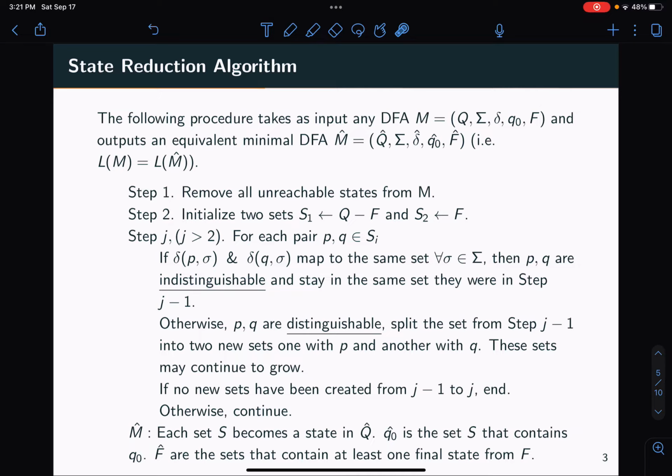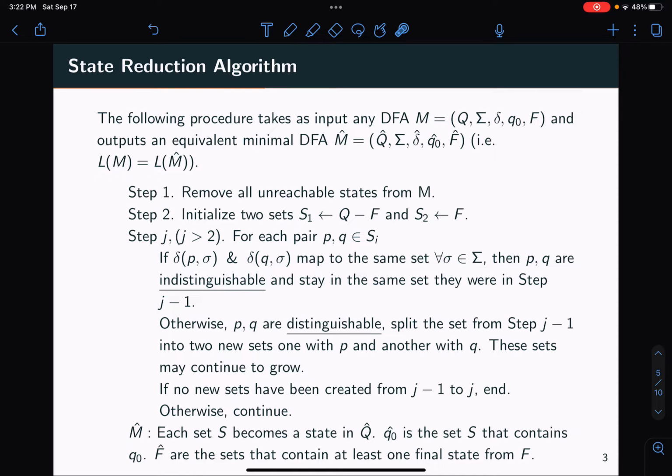It's the state reduction algorithm. And so, like I said, the state reduction algorithm takes some DFA M, and then outputs an equivalent minimal DFA. Well, this is the claim, at least, that it will be minimal. But first of all, the DFA should be equivalent, meaning that the language accepted by M should be the same as the outputted machine, M hat.